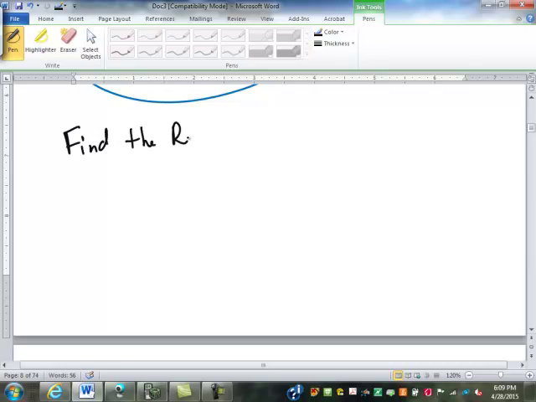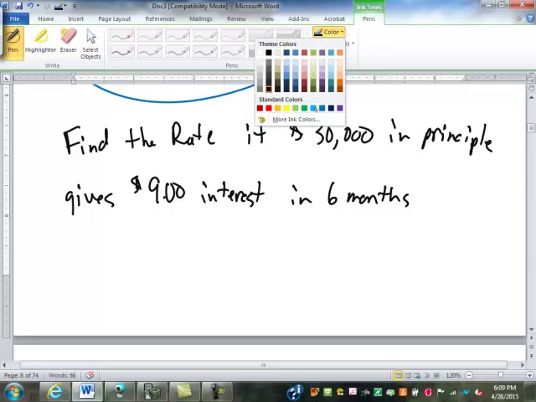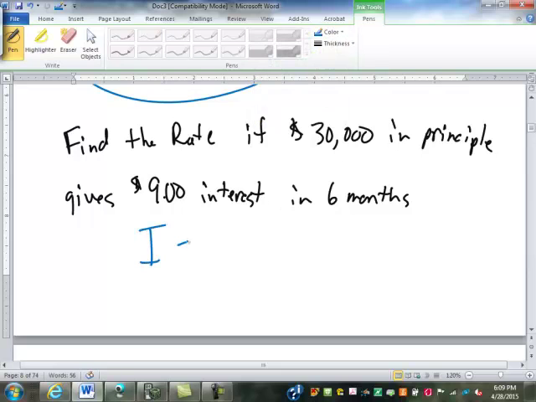Find the rate if 30,000 in principal gives 900 in interest in 6 months. Guessing it's still simple interest.